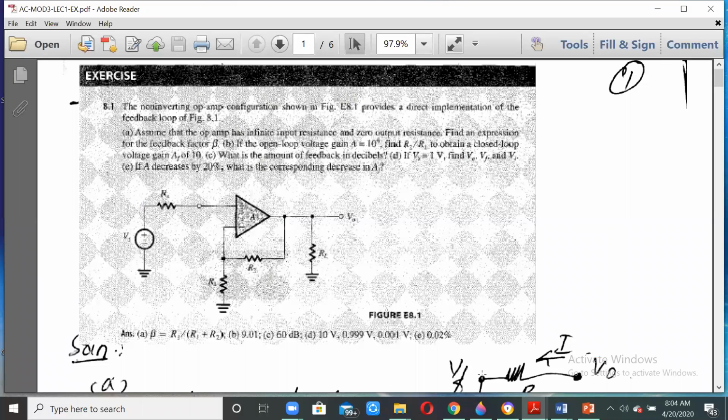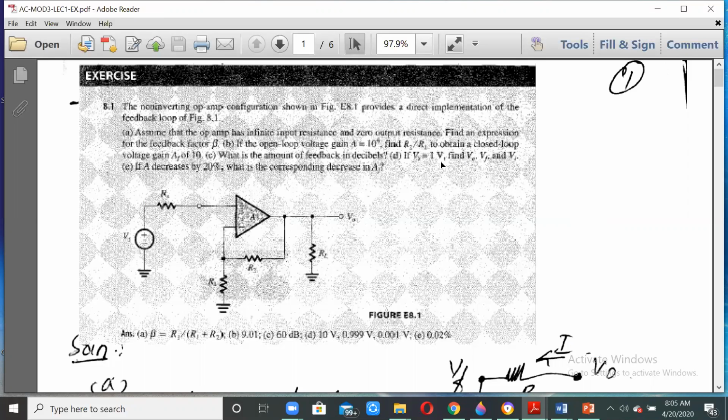So the first problem here is concerned with the figure over here. First we need to find beta. Then, when A is equal to 10 to the power of 4, we need to find R2 by R1 when AF is equal to 10. C is what is the amount of feedback in decibels. And then D is, if Vs is equal to 1 volt, find V0, Vf, and Vi.